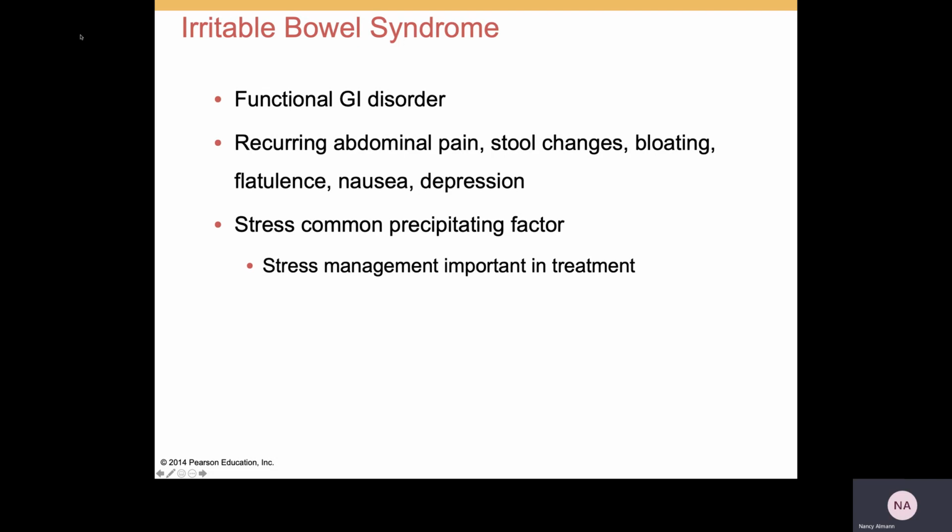IBS is a functional GI disorder. You're going to end up with recurring abdominal pain, stool changes. Sometimes you get bloated. You might be flatulent. You might have nausea. It can lead to depression because it can be quite uncomfortable. And it's frequently triggered by stress. So managing stress is an important aspect of treatment.